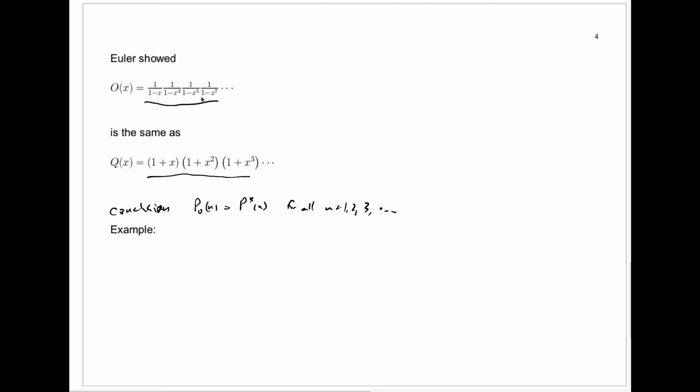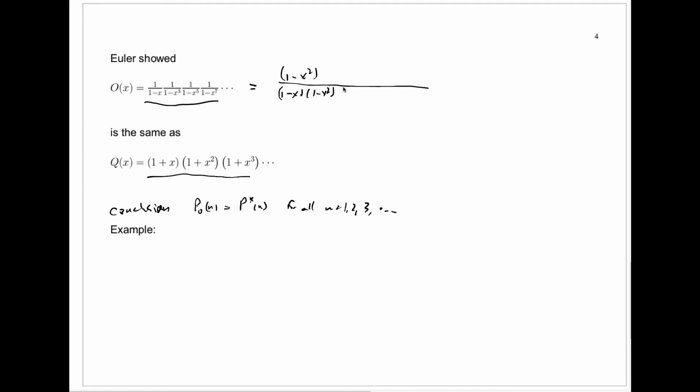Before we look at an example, let me show you Euler's beautiful argument that these two are really the same function. Look at O of x. It's this infinite product here. I'm going to write this infinite product in what will look like a strange way. I'm going to multiply top and bottom by 1 minus x squared. So on the bottom here, I have 1 minus x. Now, to cancel out what's on top, I'll have 1 minus x squared. And then I have this 1 over 1 minus x cubed. So what I'm going to do is I'm going to multiply the top.